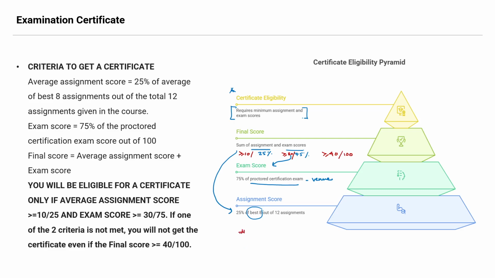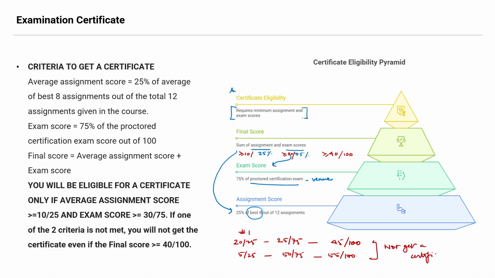Scenario one is that you scored beautifully. You scored 20 out of 25, and then you scored maybe not very well here. You scored 25 out of 75, and your overall score is 45 out of 100. Okay. Another scenario is where you scored 5 out of 25, you scored 50 out of 75, you scored 55 out of 100. Okay. Now, the catch here is that in both these scenarios, you will not get a certificate.